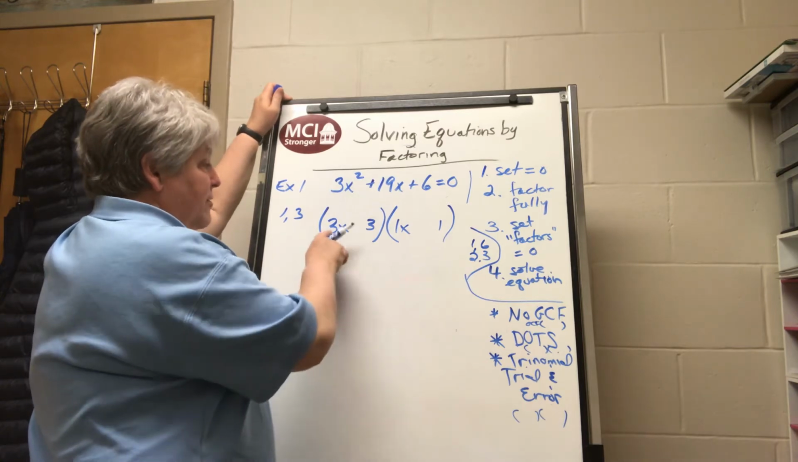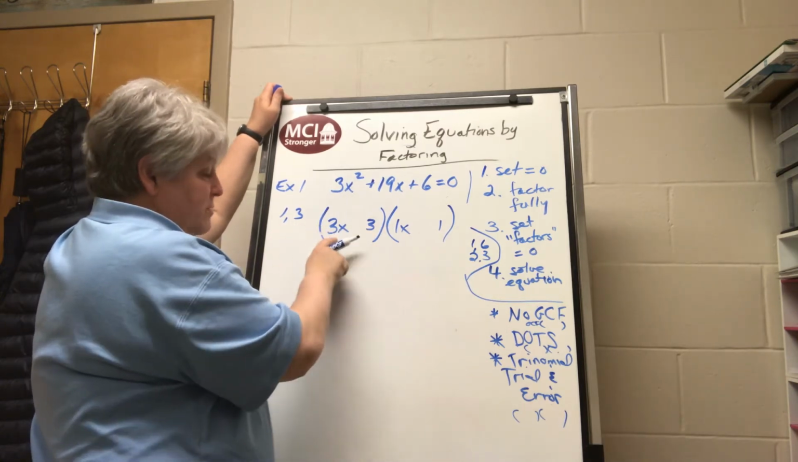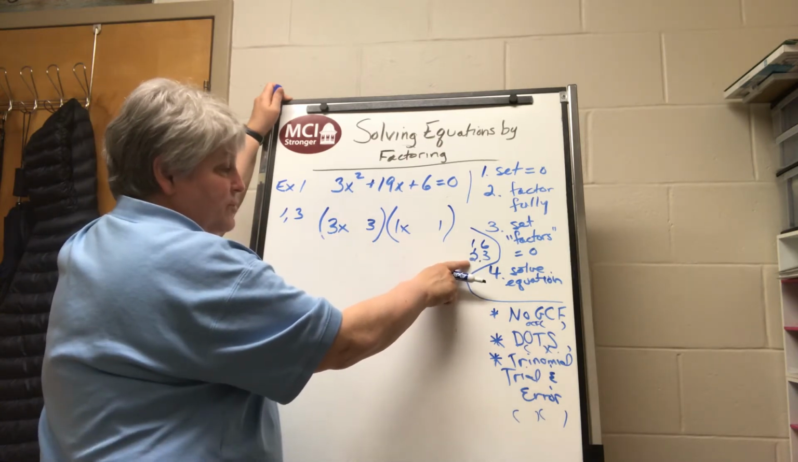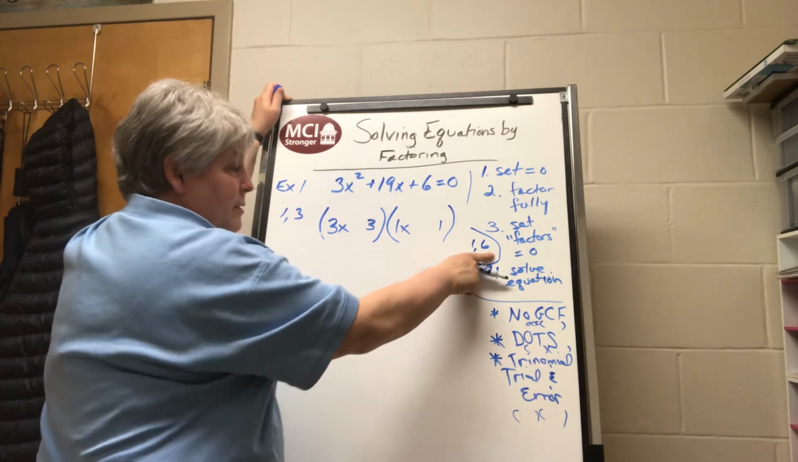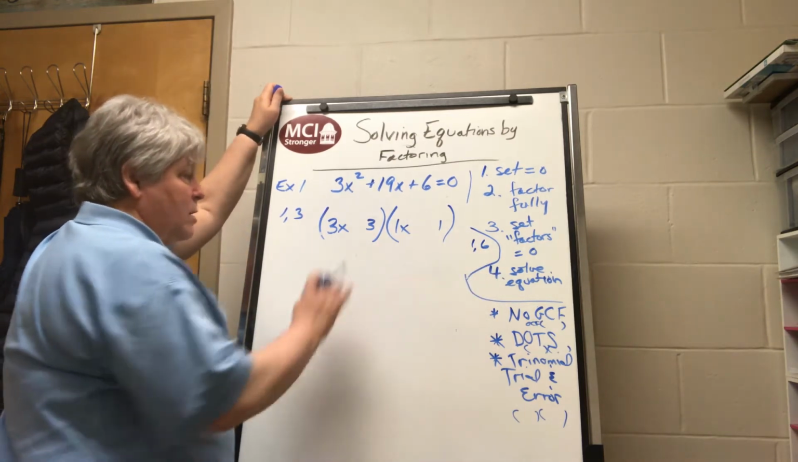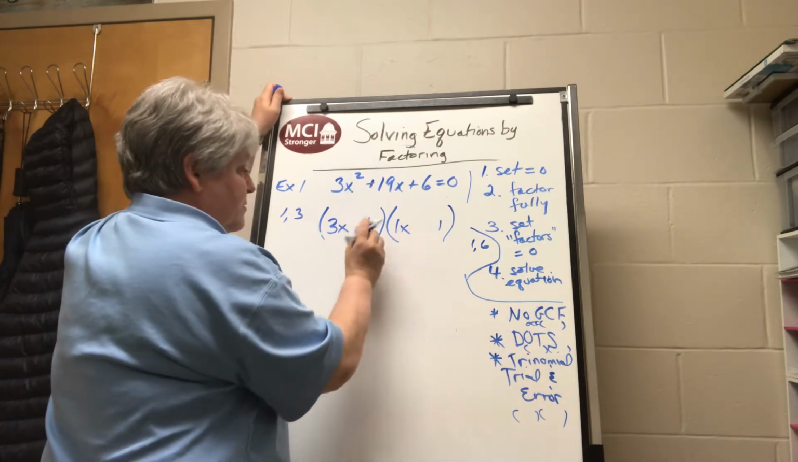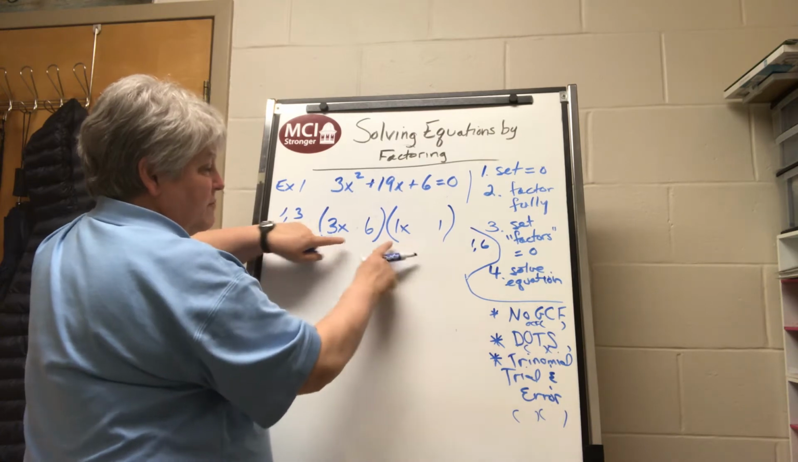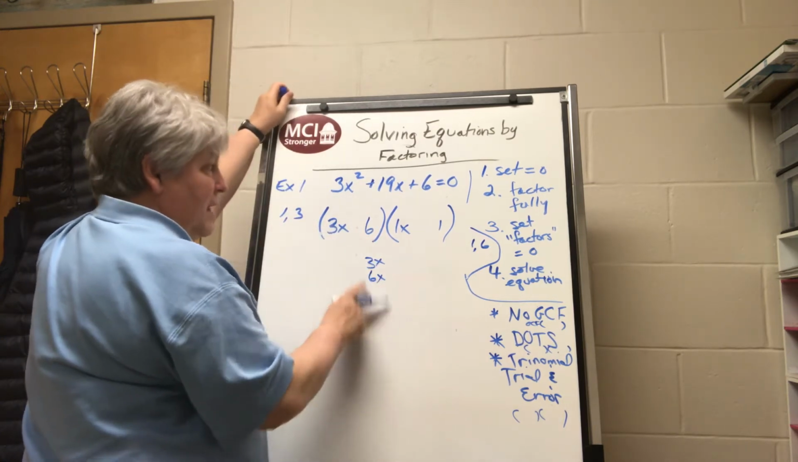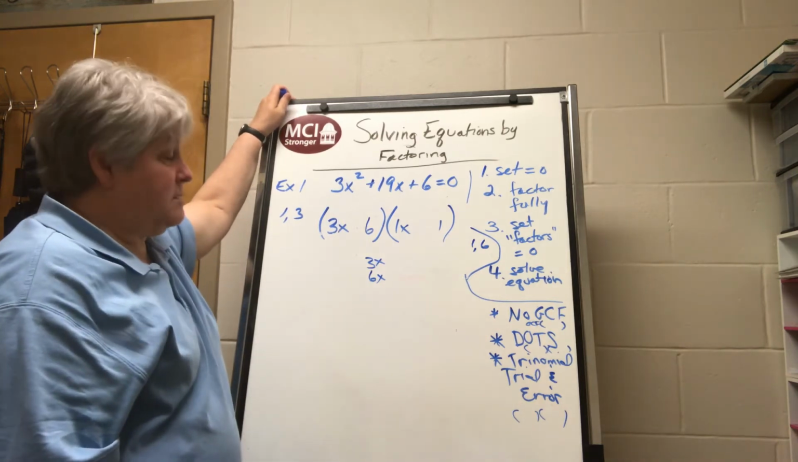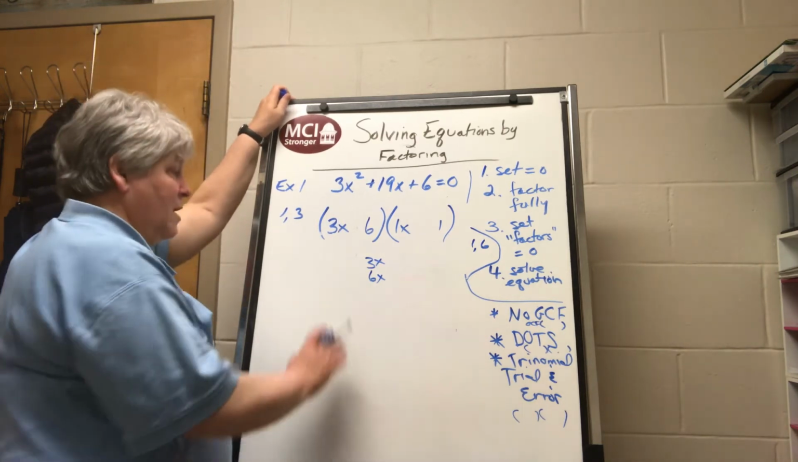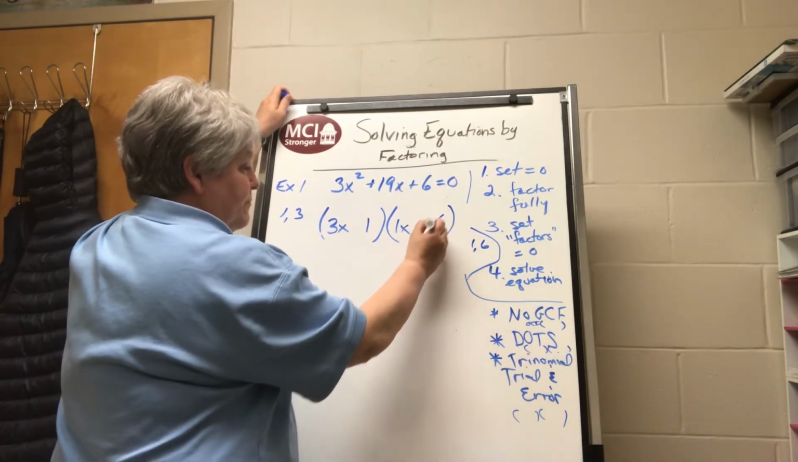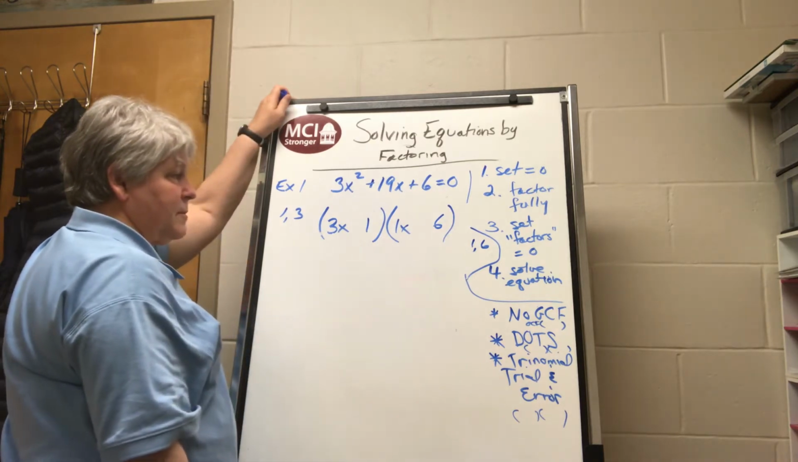So that didn't work. The 3 and the 1 here are our only possibilities, so I'm certain about these. But I had 2 possibilities here, and I just tried the 2 and the 3 both ways. So now it's time to try the 6 and the 1. If I put the 6 and the 1 like this, the outers give me 3x, the inners give me 6x. Can that ever add to a 19x? No, it can't. So I think we're going to find our answer once we set it up like this.